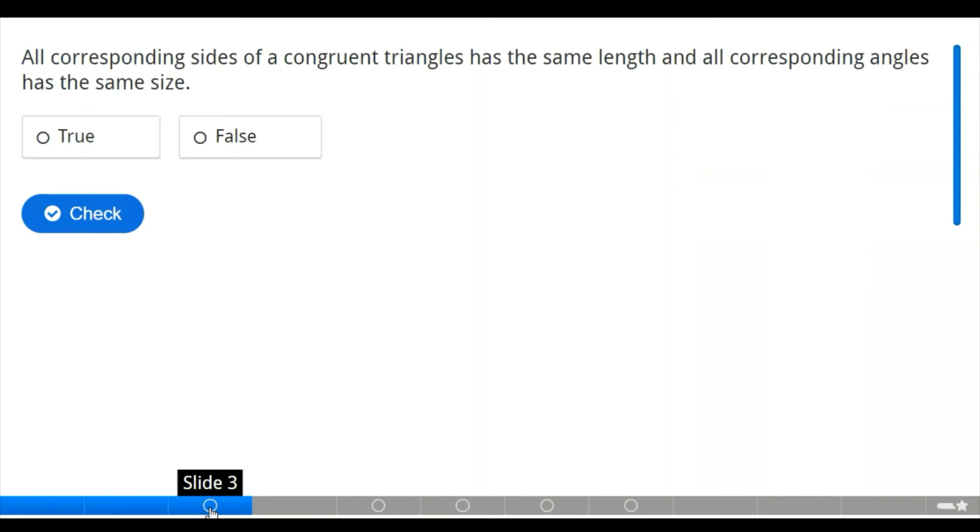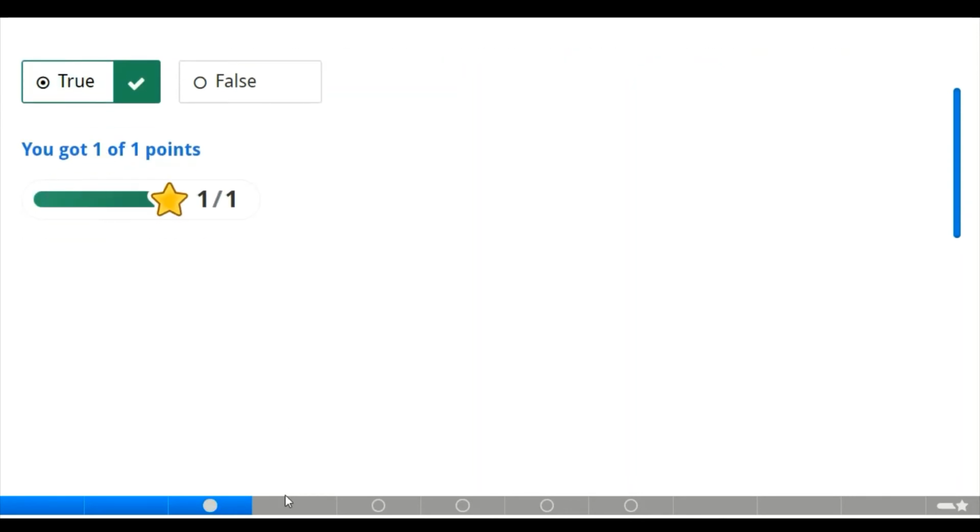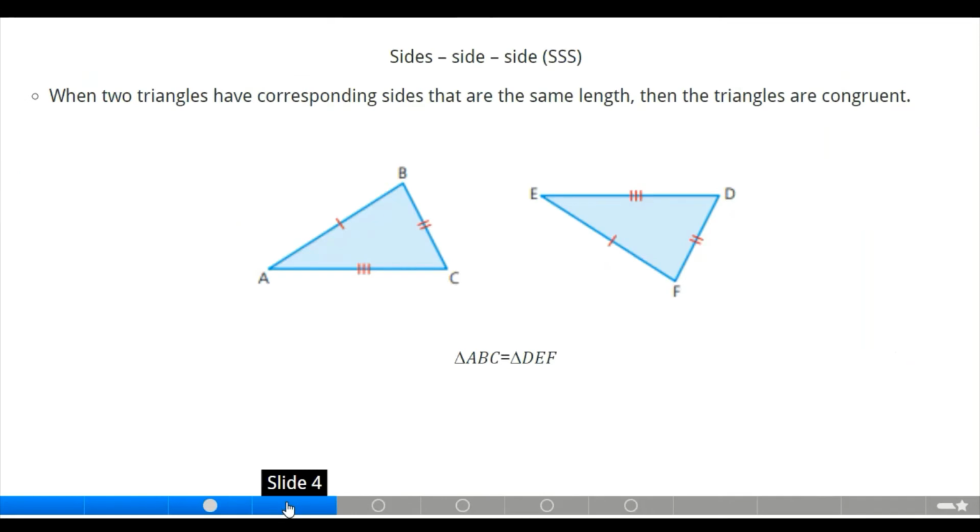But before we go there, let's look at these activities here. We said all corresponding sides of congruent triangles have the same length and corresponding angles have the same size. That is very true. We made mention of that before now. Now, when we're talking about some of the conditions that must be satisfied for congruent triangles, we have the very first one here that we call SSS, which is side side side. When two triangles have corresponding sides that are the same length, then the triangles are congruent.